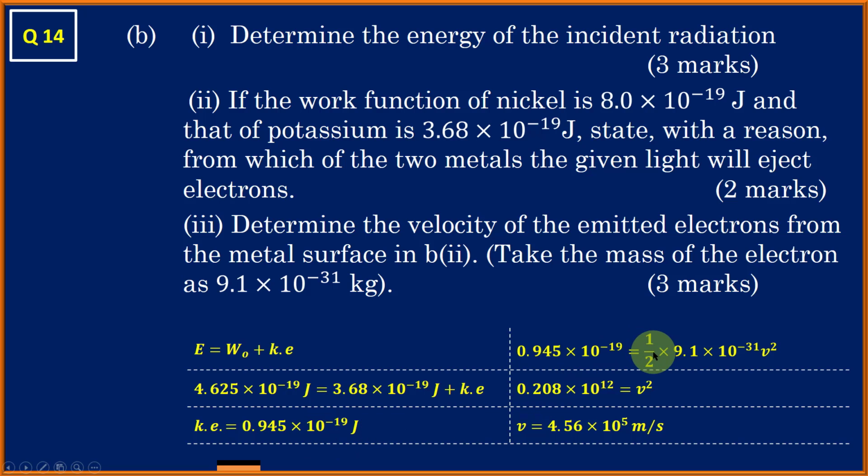But I already know that kinetic energy is a half mv squared. So I know the kinetic energy, I know the mass of the particle, and of course a half is just a number. I am able to calculate the speed of these electrons, which is 4.56 by 10 raised to power 5 meters per second.